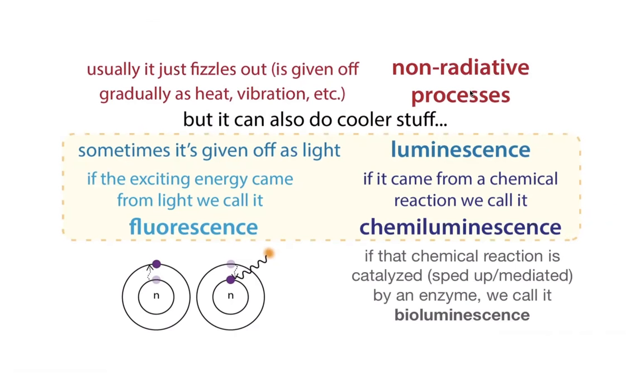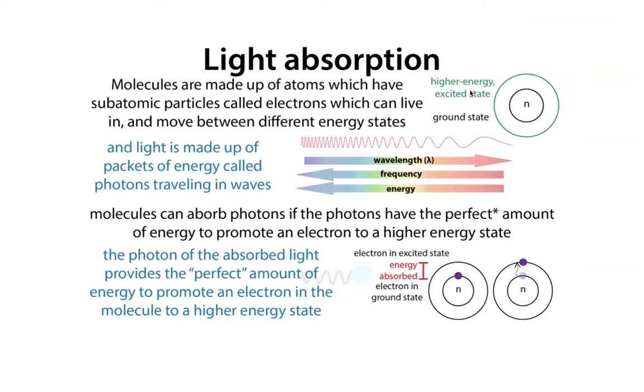But now let's talk more about the cases in which you shine light at the first thing and you do see light given off. So we're talking about fluorescence. Going back to the basic physics of light, remember that it's just these little packets of energy called photons that are traveling in waves. Now, all light travels at the same speed. That's why we have the speed of light. But that doesn't mean that they all have the same energy or the same wavelength or frequency.